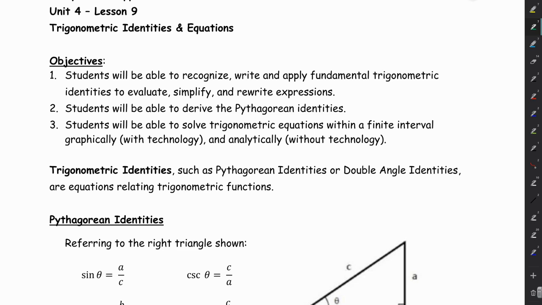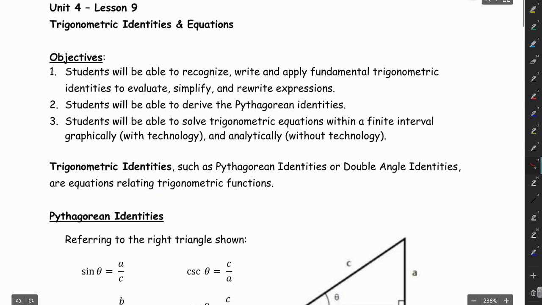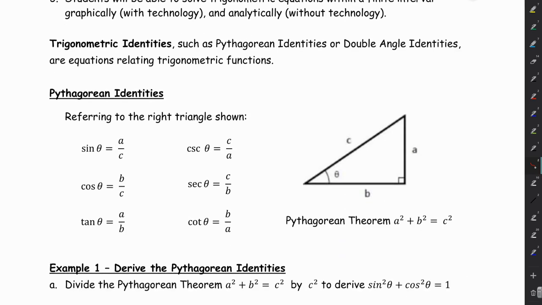Hi everyone, in this lesson we're going to be looking at trigonometric identities and how to use them in equations. So trigonometric identities such as the Pythagorean identities or double angle identities are equations that relate trigonometric functions. So we have Pythagorean identities first. They're going to be derived using the Pythagorean theorem, right?